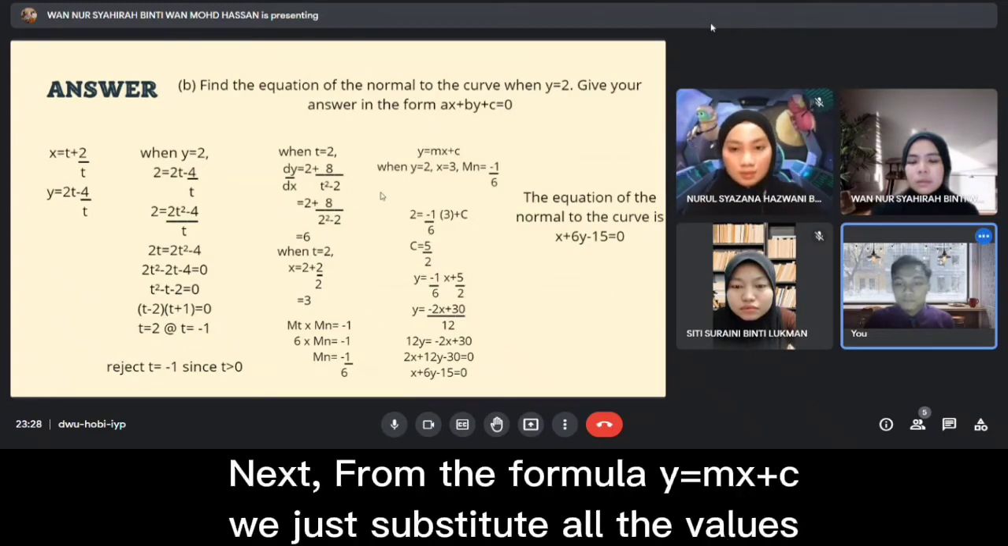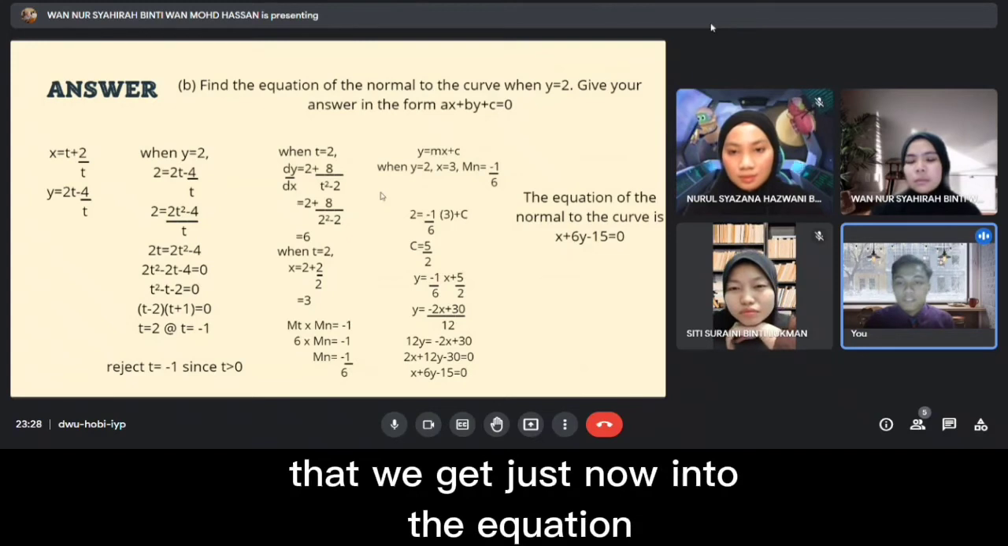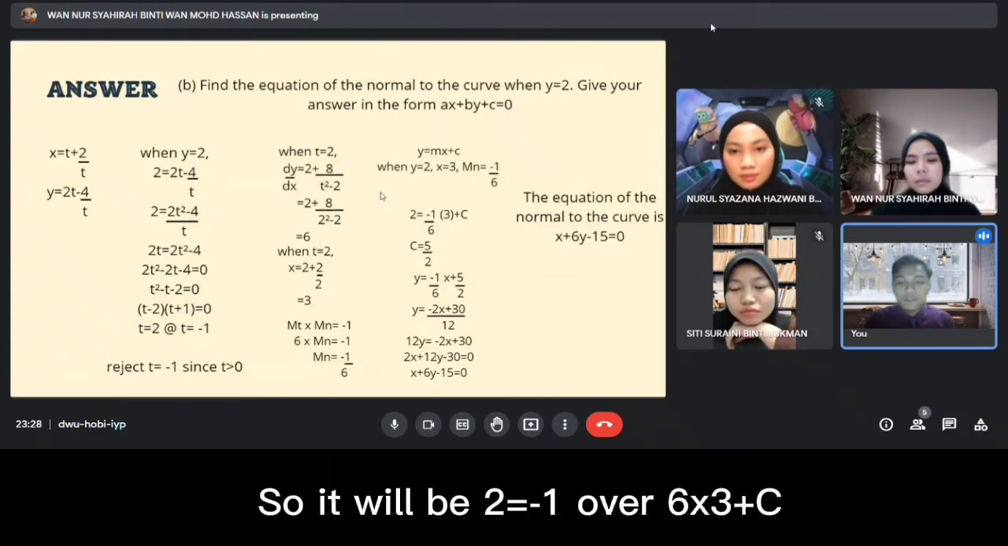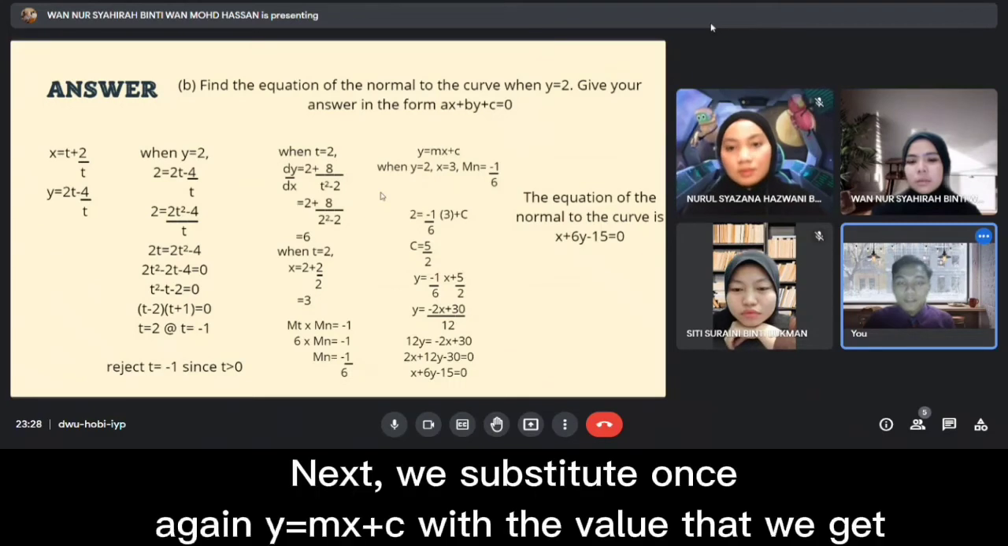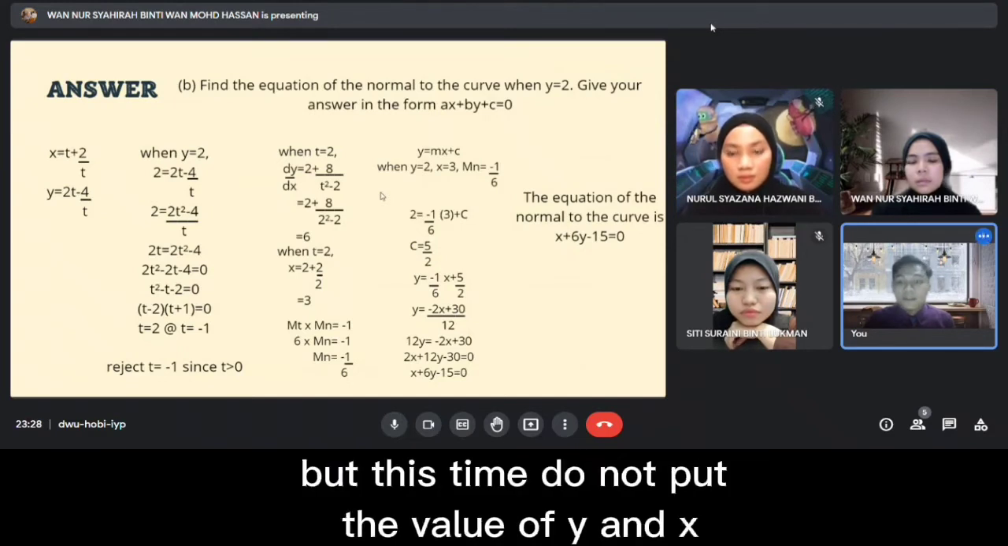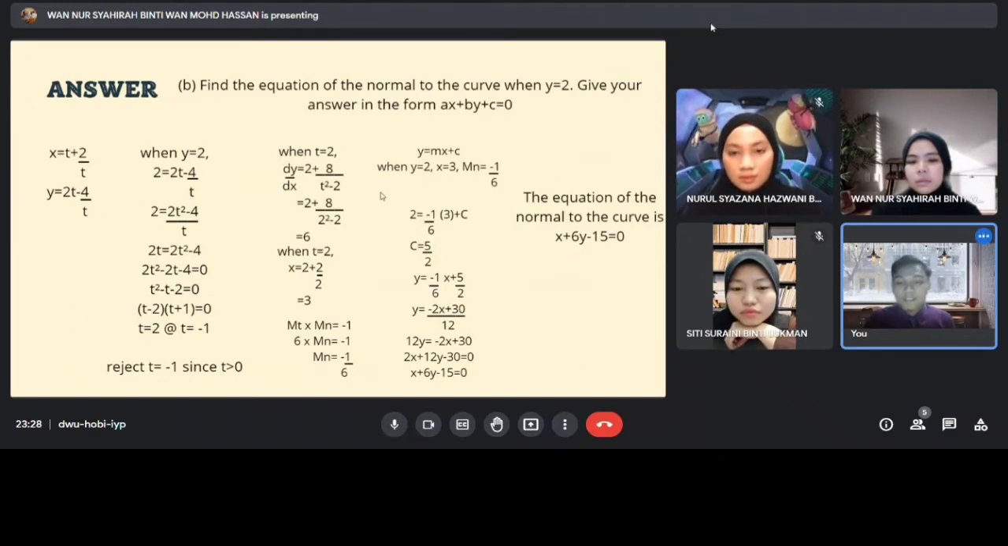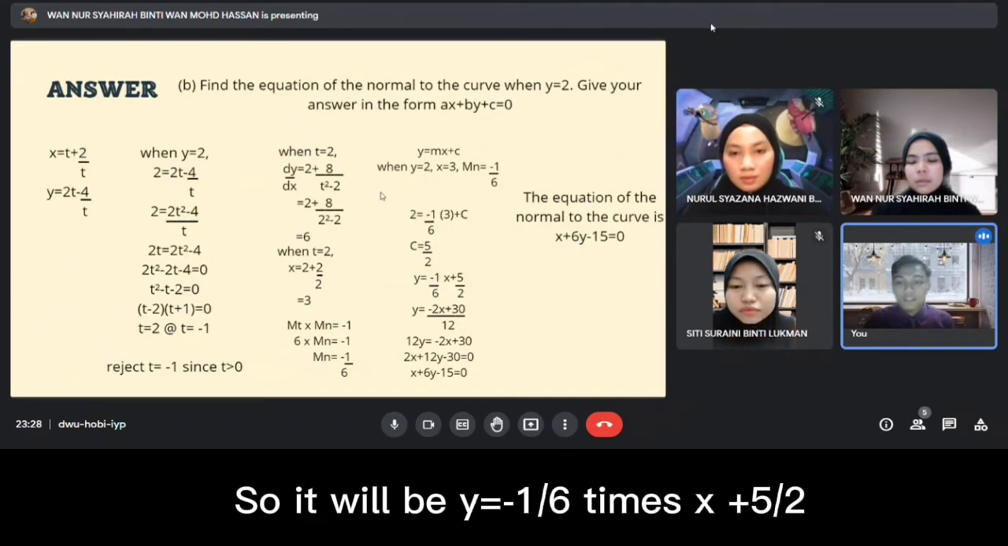Next, from the formula y is equal to mx plus c, we just substitute all the values that we got just now into the equation. So it will be 2 is equal to negative 1 over 6 times 3 plus c. So c is equal to 5 over 2. Next, we substitute once again into y is equal to mx plus c with the values that we got, but this time, do not put the values of y and x. So it will be y is equal to negative 1 over 6 times x plus 5 over 2.